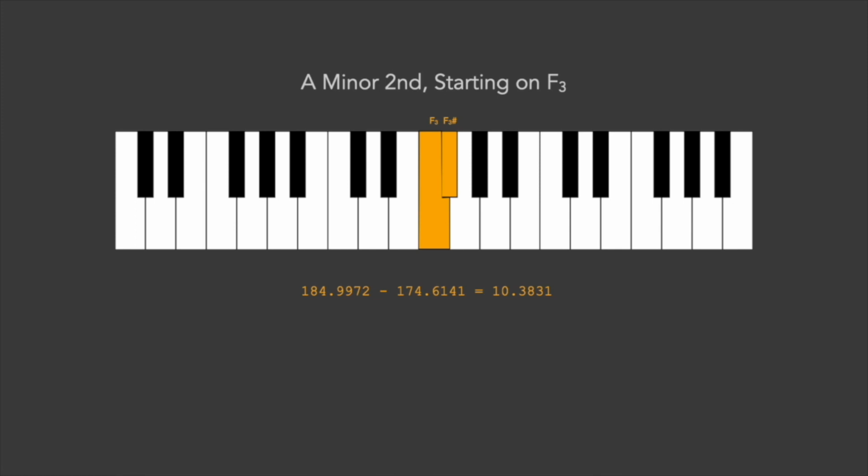Since overtones are based on the harmonic series, they do not interfere with each other in such a way as to produce beats. To leverage them in piano tuning, we need to introduce intervals. For example, take the interval of a minor second starting on F3. The fundamental frequencies for this interval are 174.6141 Hz for F3 and 184.9972 Hz for F3 sharp. The difference between these frequencies is roughly 10.3831 Hz.